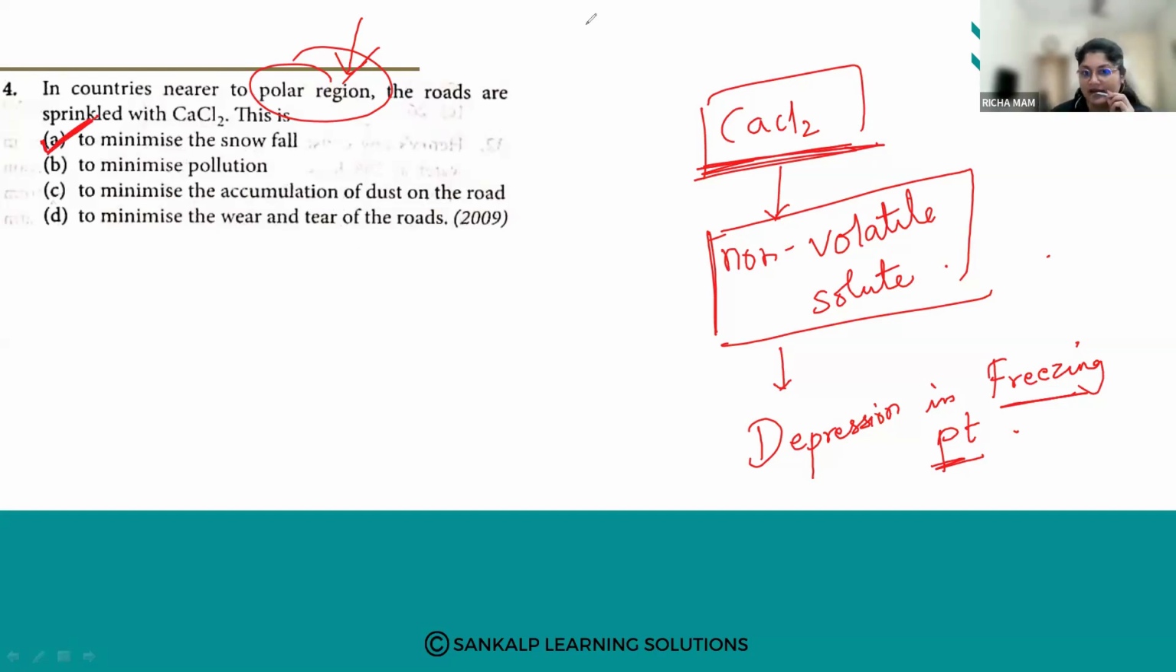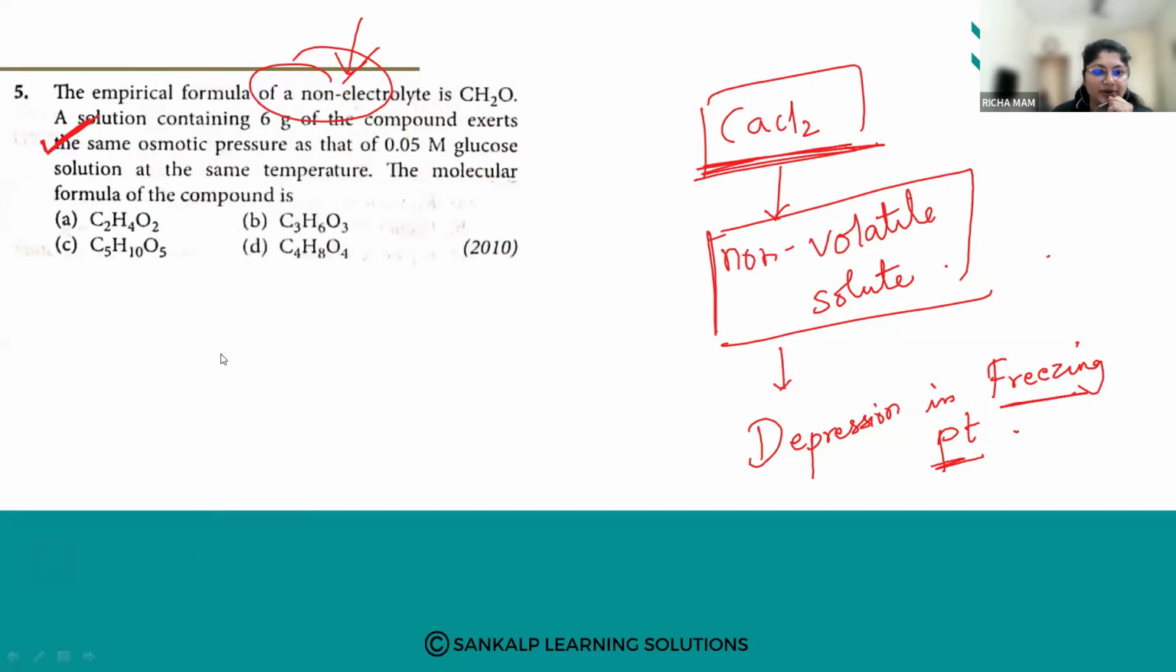So option A. Remember this: calcium chloride is a non-volatile solute. It helps in depression in freezing point. Because of that, the snowfall is reduced, which helps to prevent the blocking of roads. Let us go for the next one.